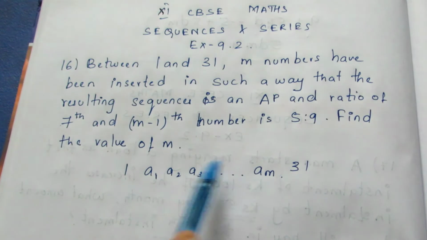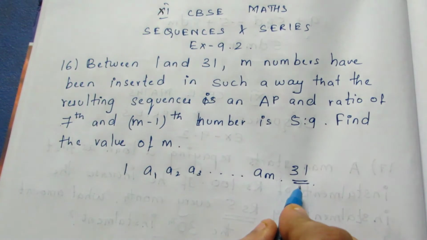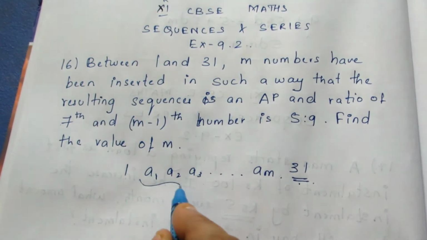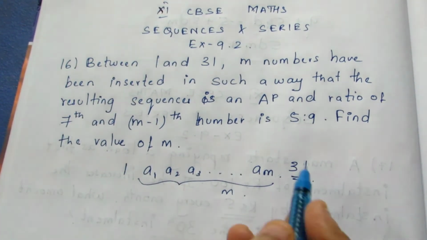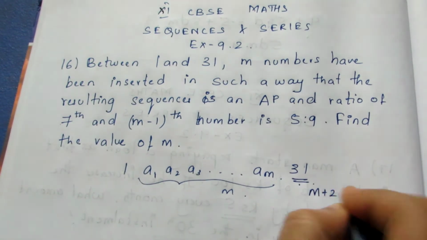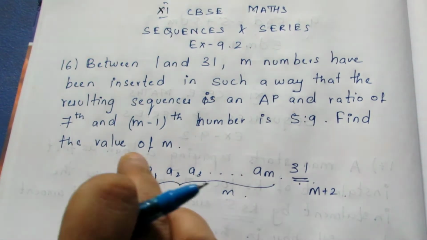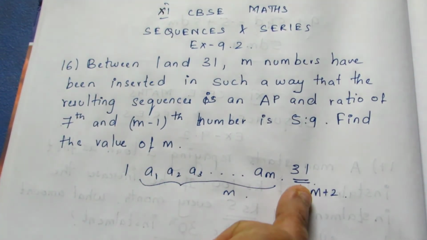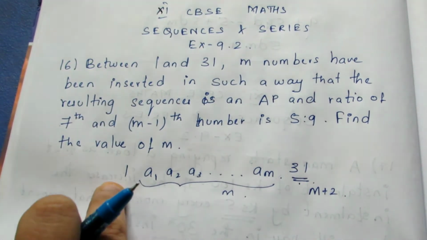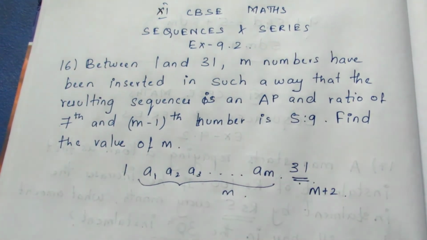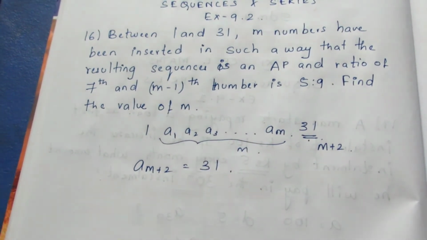So how many numbers are there in between? We need to find it. Now if I take 31, what will its position be? We have m numbers in between, and if I include the first number, it will be m plus 1, and then this will be the m plus 2 number. If it is 5 numbers in between, then this will be 6 and this will be 7, a total of 7 numbers. Like that, here we have m terms, so one number is included, m plus 1, and here m plus 2. So the m plus 2 number here is 31.